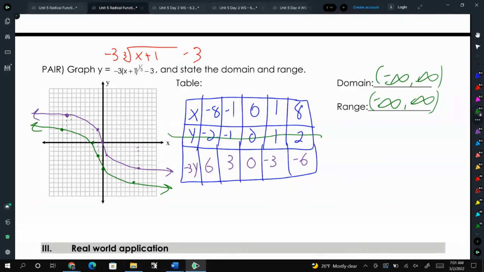So I multiplied all the y values in that table by -3. And then I applied those in purple, and then I moved each point left 1 and down 3 and got my green graph.